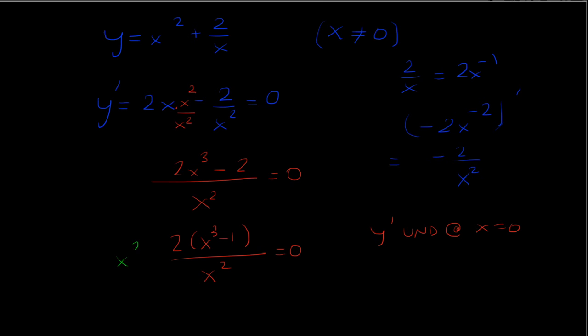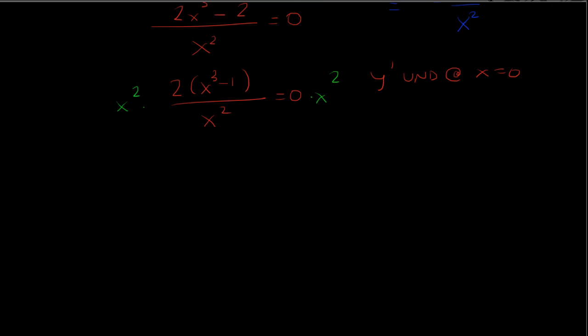So we're going to multiply both sides by x squared, and we can also divide by 2, actually. So let's just do x squared over 2. So those will cancel, and we'll be left with x cubed minus 1 equals 0. I'm going to add 1 to the other side to get x equals 1. So the derivative is equal to 0 at x equals 1. Those are our two candidates for the critical points.